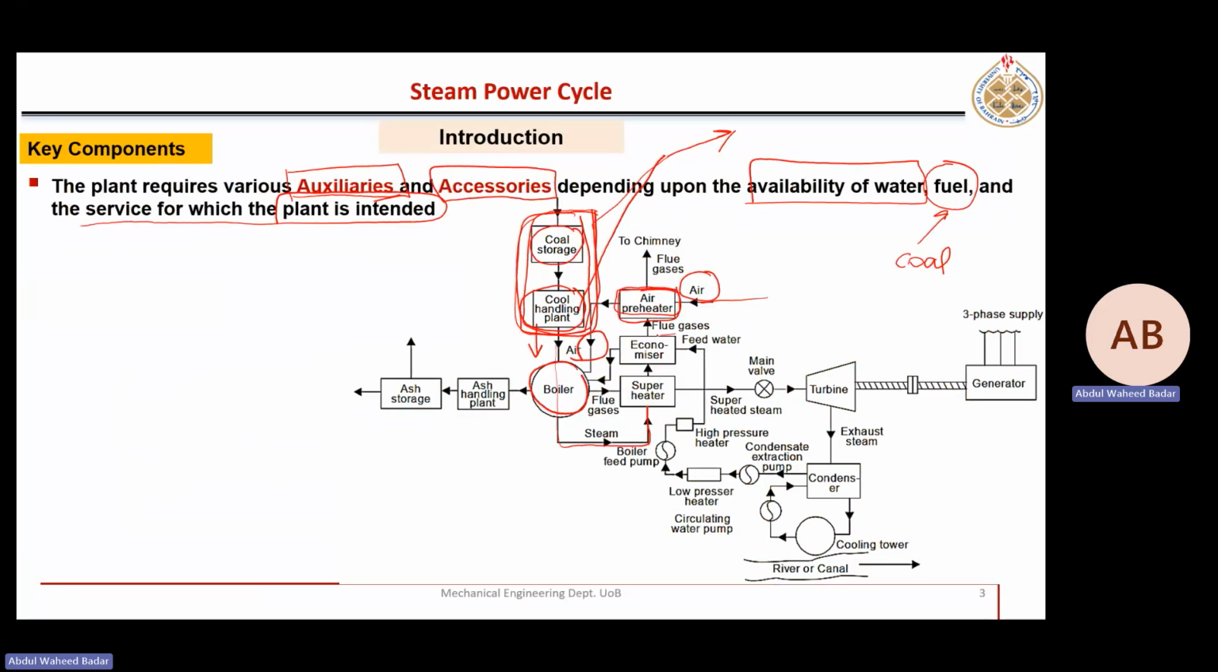Here we see the terms economizer and superheater. Those are representing those two regions. This region is only boiler, and this region is superheater. This region, the subcooled region, here we use a separate component, which is called economizer.